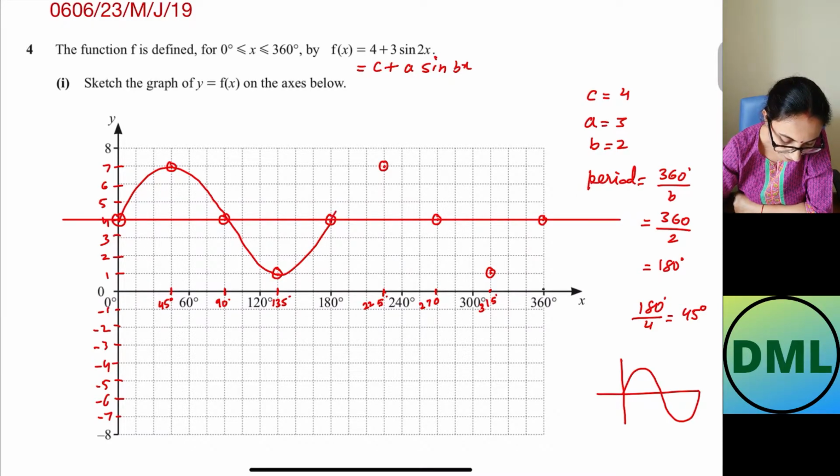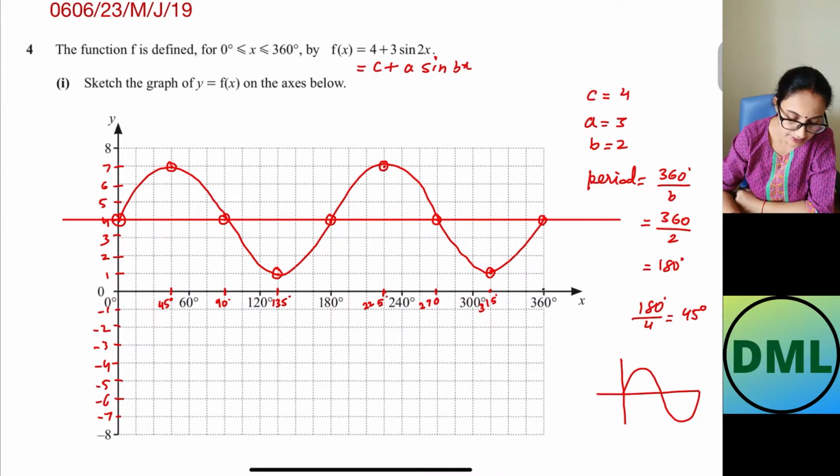Let's join that. This is my second cycle. Inside 360 degrees, I have 2 cycles. 1 and 2 cycles. This is my graph.